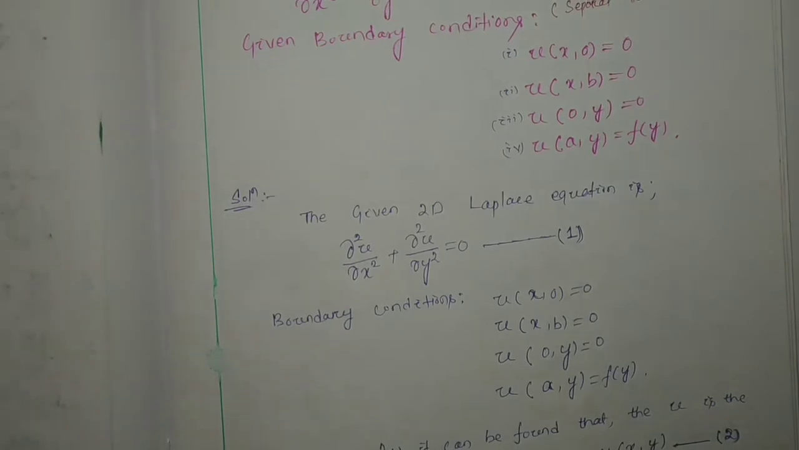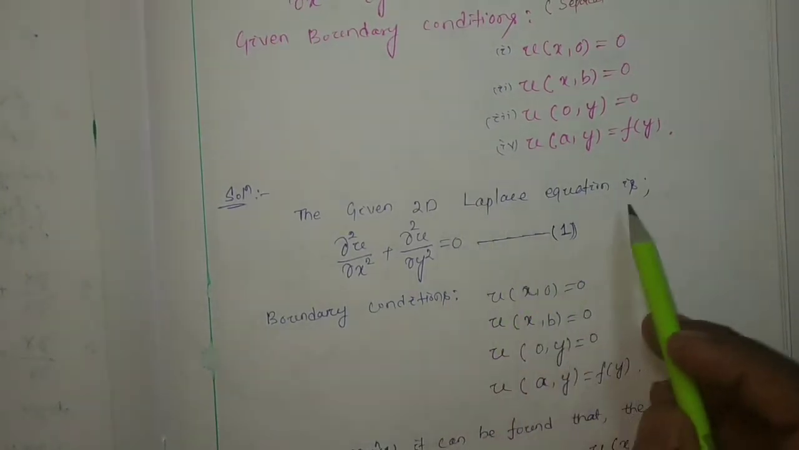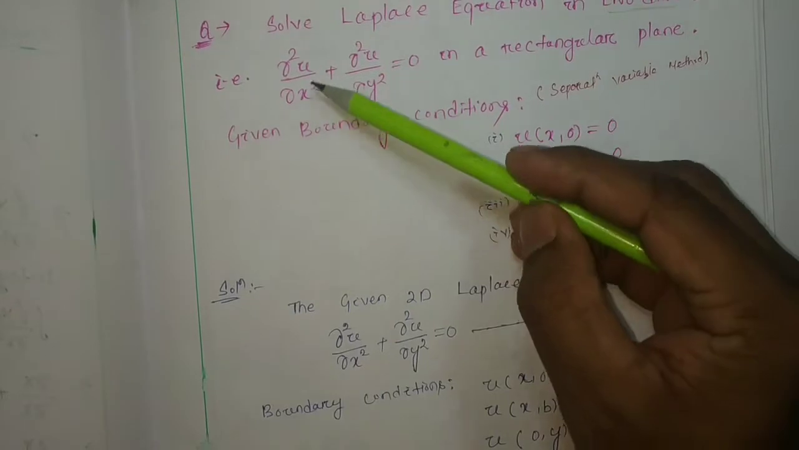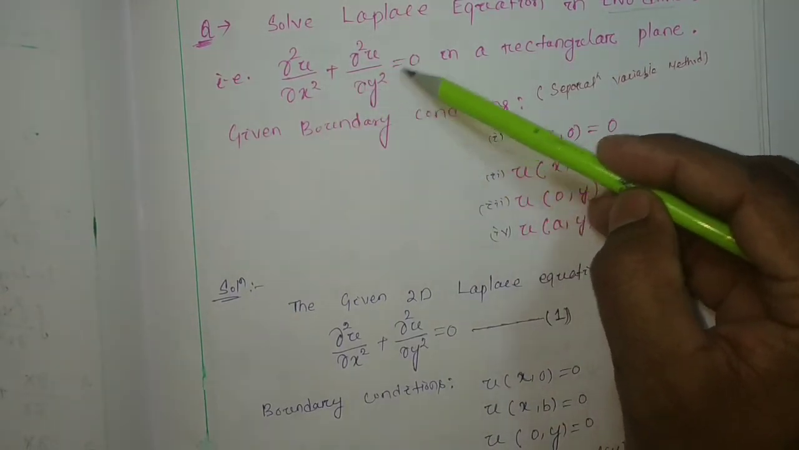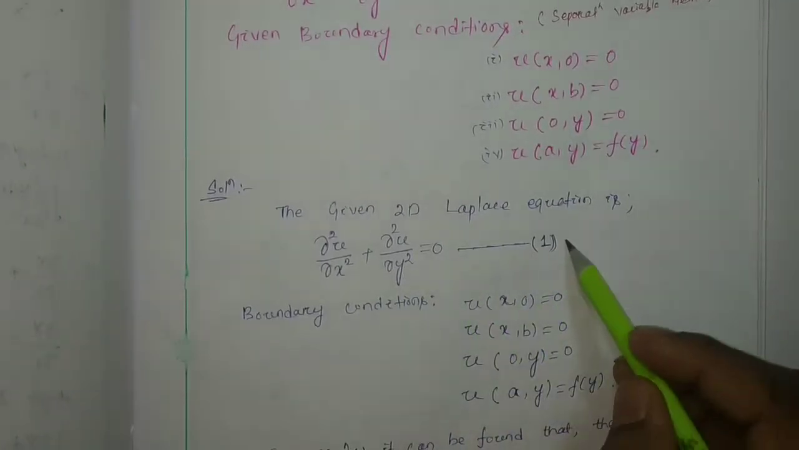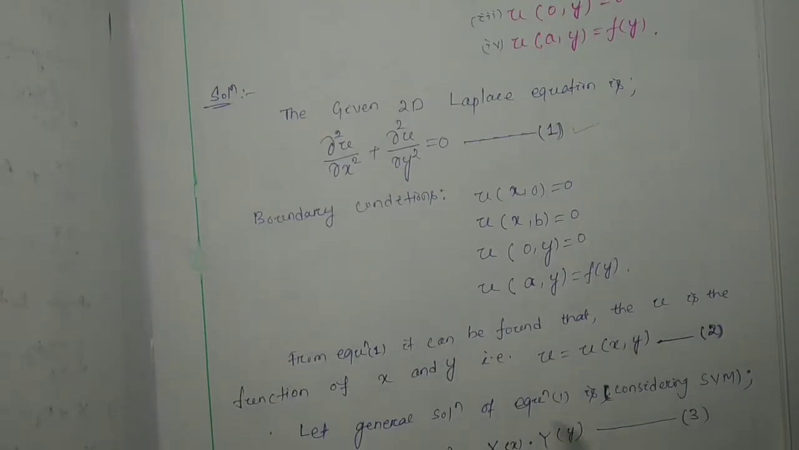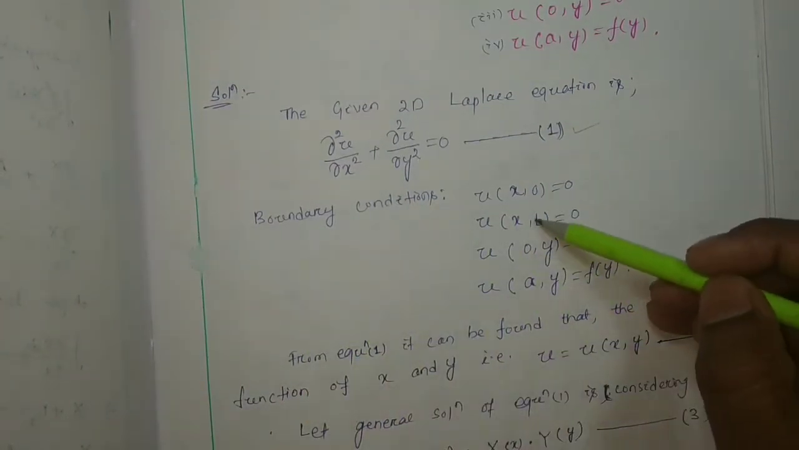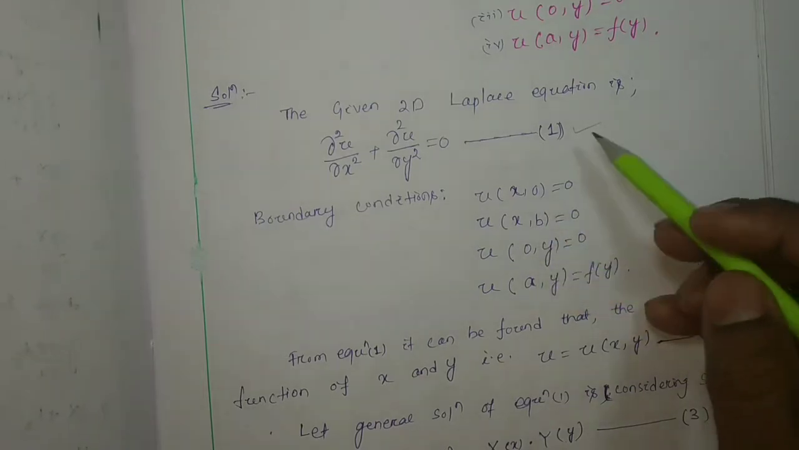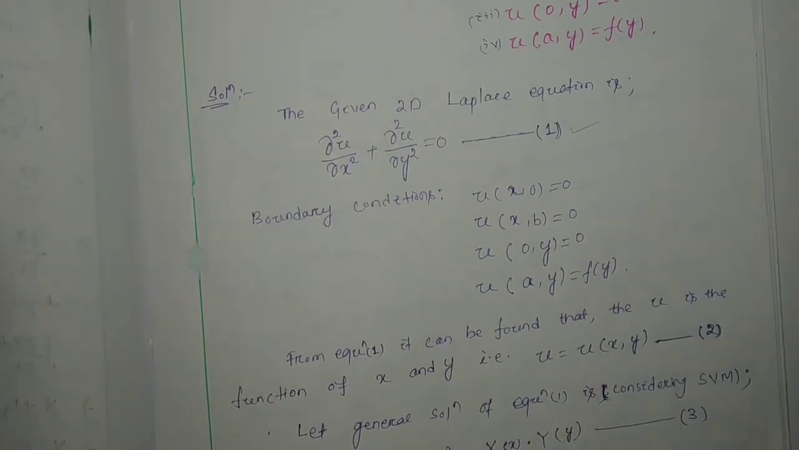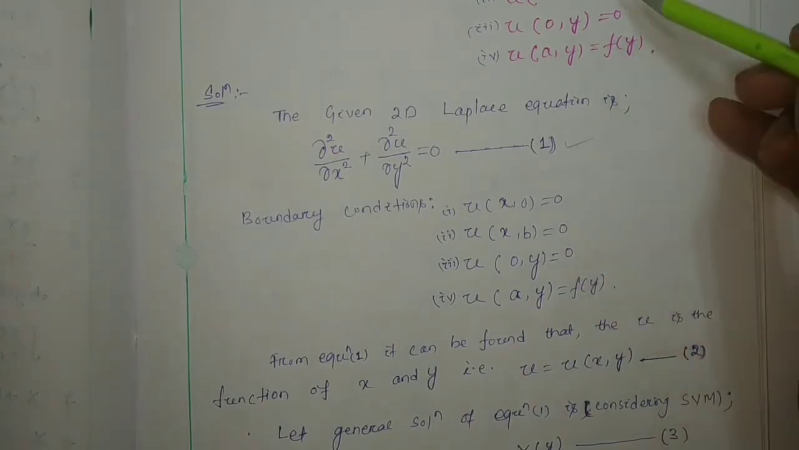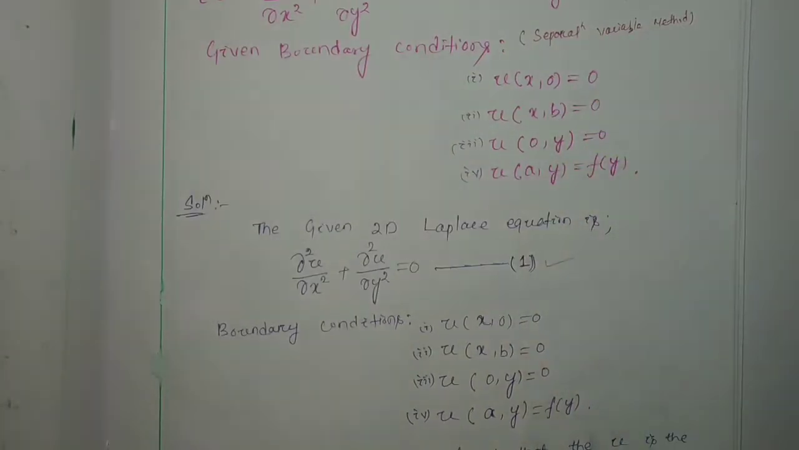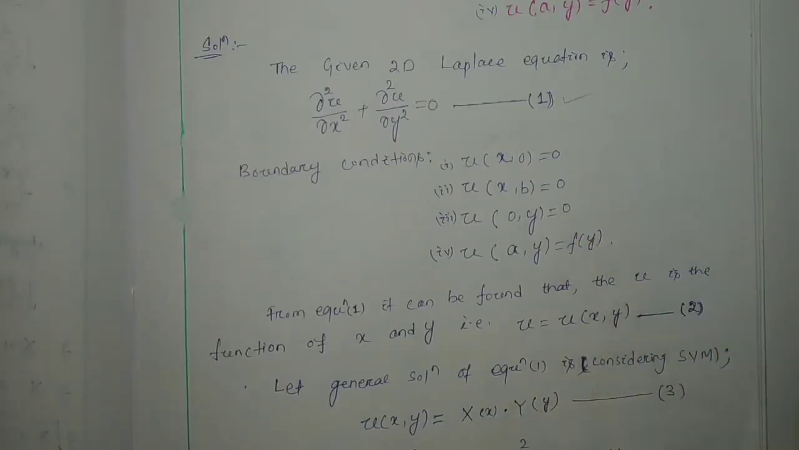Here the given 2D Laplace equation is del square u by del x square plus del square u by del y square equal to 0. Let that be equation number 1, and the given boundary conditions are these. There are 4 boundary conditions that have been given. So these are the 4 boundary conditions.